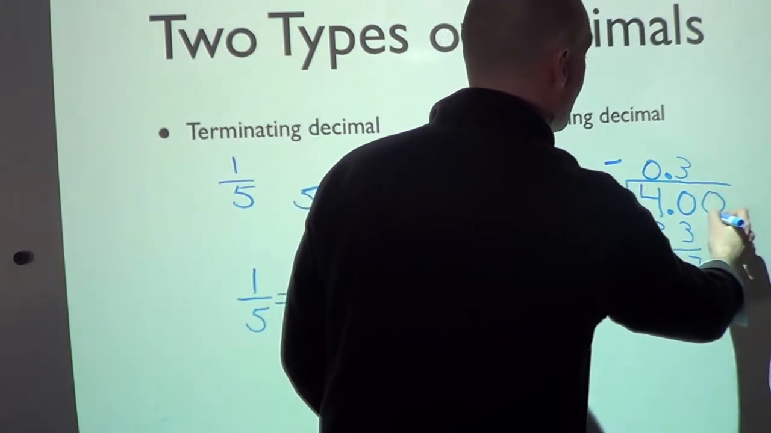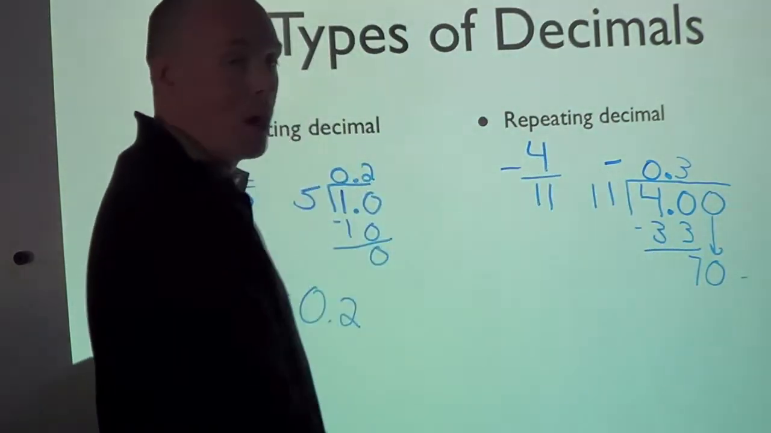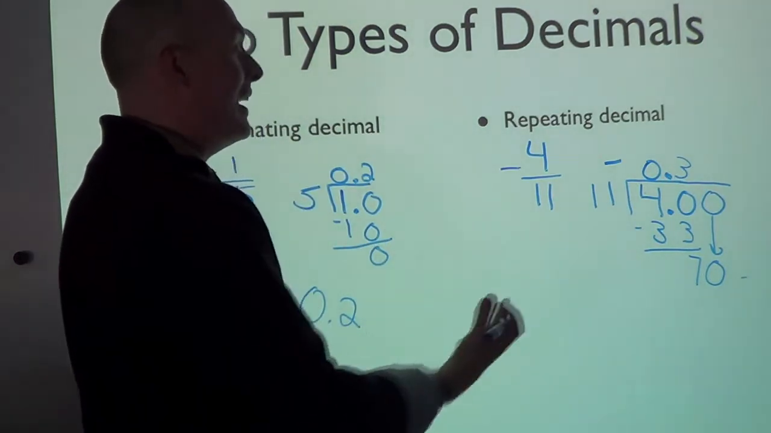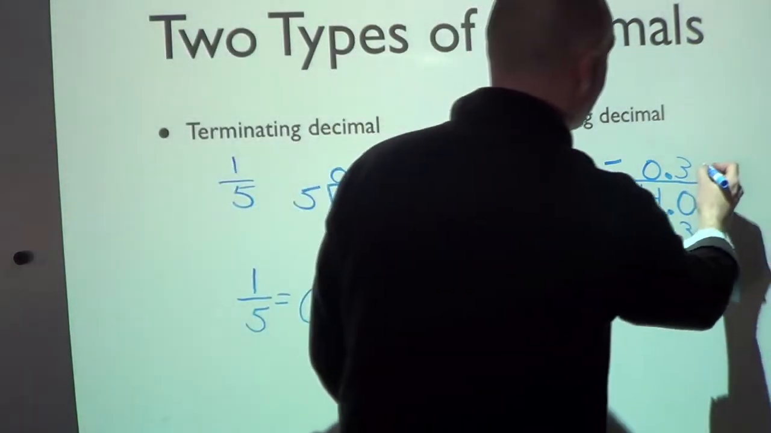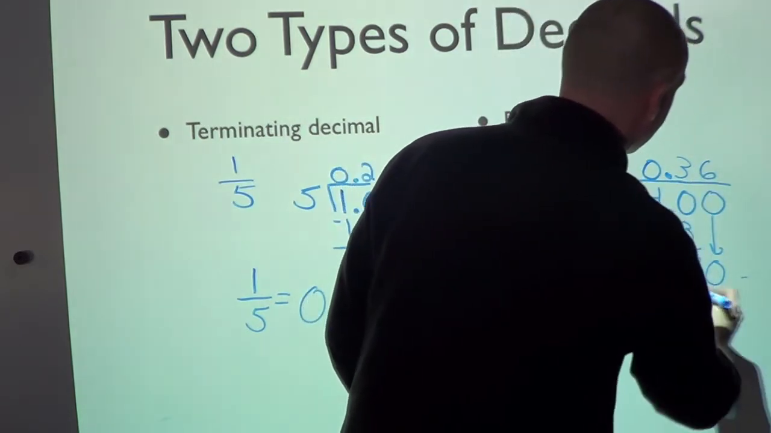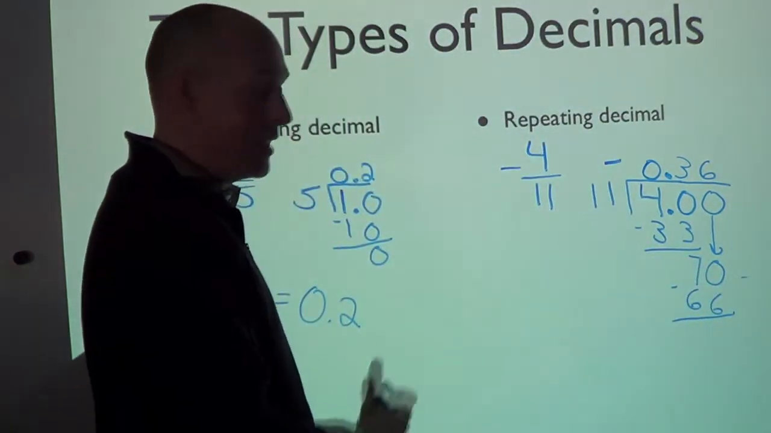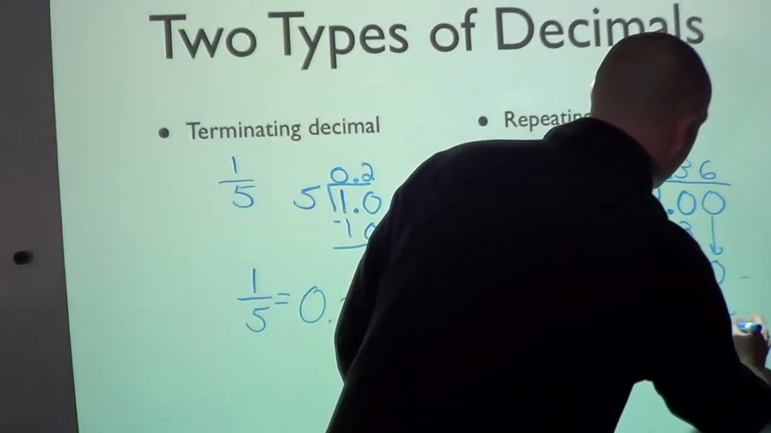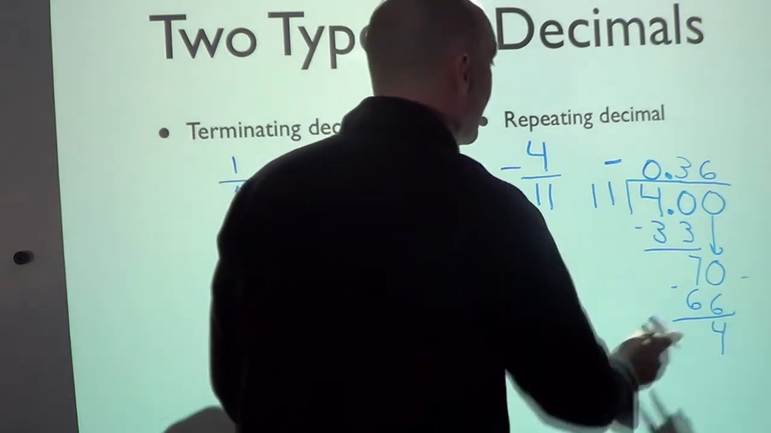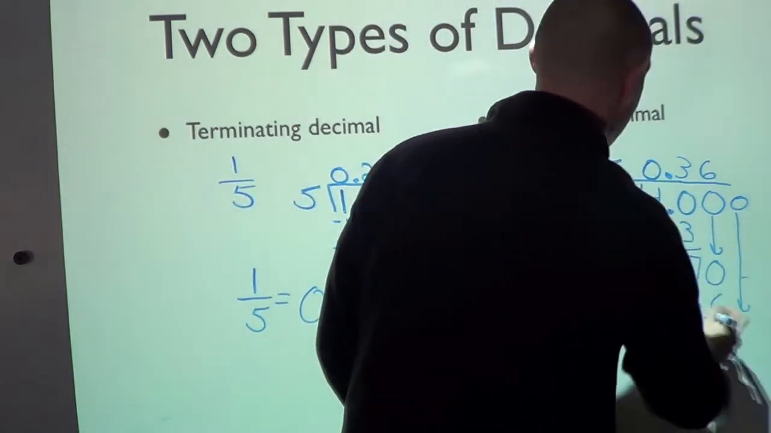We'll annex a 0, bring it down. How many times can 11 go into 70? It can't evenly, but the closest it can is 6. 6 times 11 is 66. Subtract. 70 minus 66 is 4. Okay, again a remainder. So let's annex a 0, bring it down.